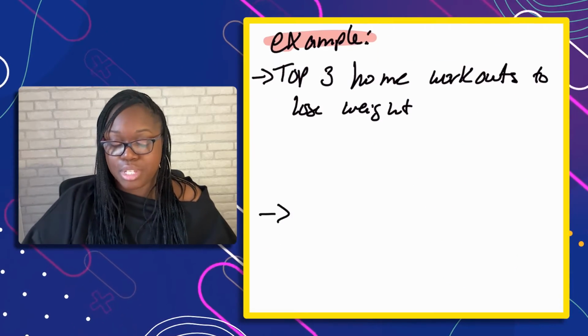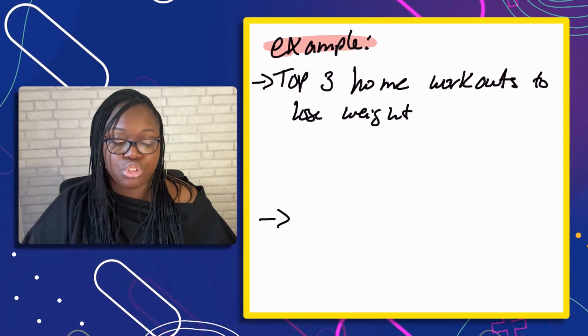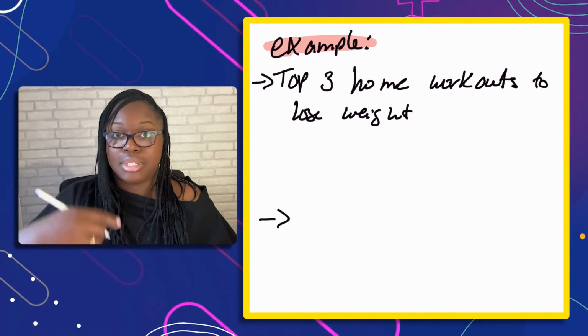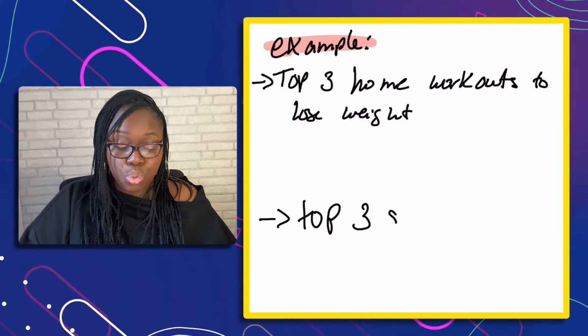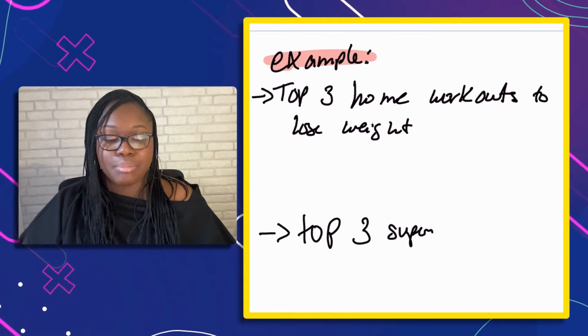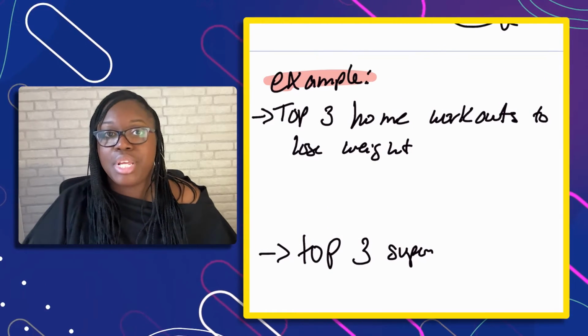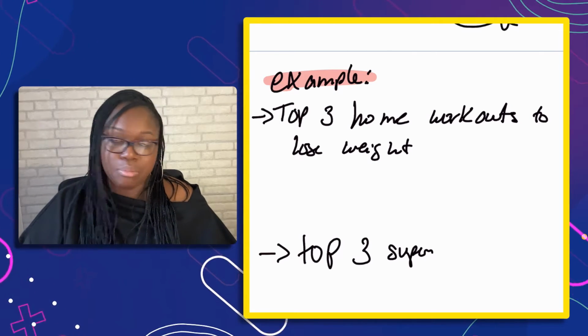So I'm giving you some examples here. For example, let's say that the lead magnet is the top 3 home workouts to lose weight. On the next email, you can talk about the top 3 superfoods that will speed up your metabolism, right? So it has something to do with nutrition, or the 3 detox things that you can do to help speed up your metabolism, whatever it is, right?